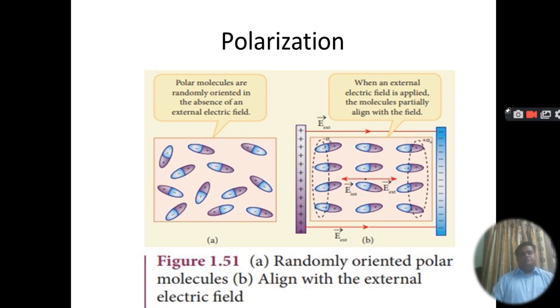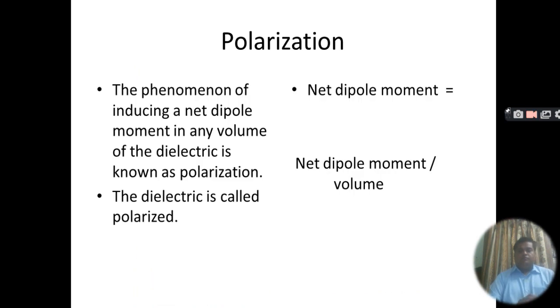Now, as for the direction of polarization, we say the polar molecules are randomly oriented in the absence of an external field while between two plates. When an external electric field is applied, a potential difference applied, the molecules are partially aligned with the field, and that's why I'm saying the alignment depends on the temperature and the external electric field.